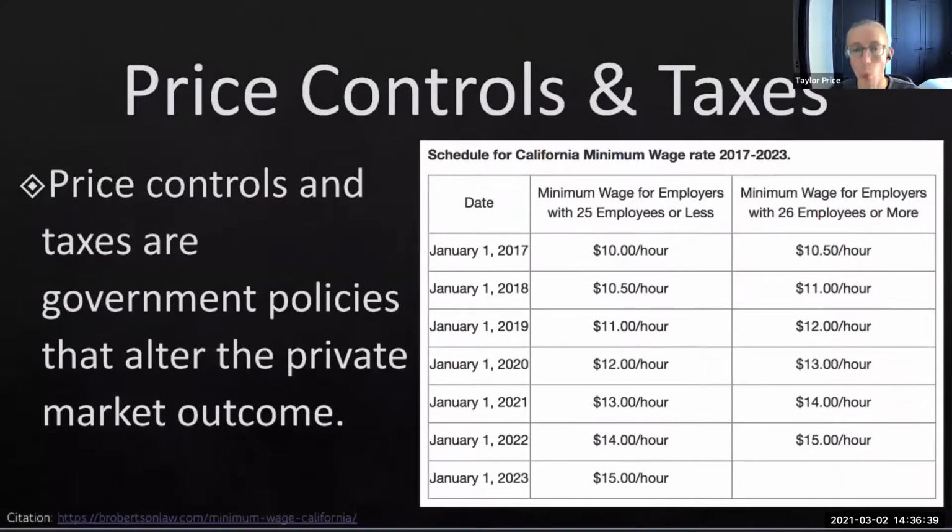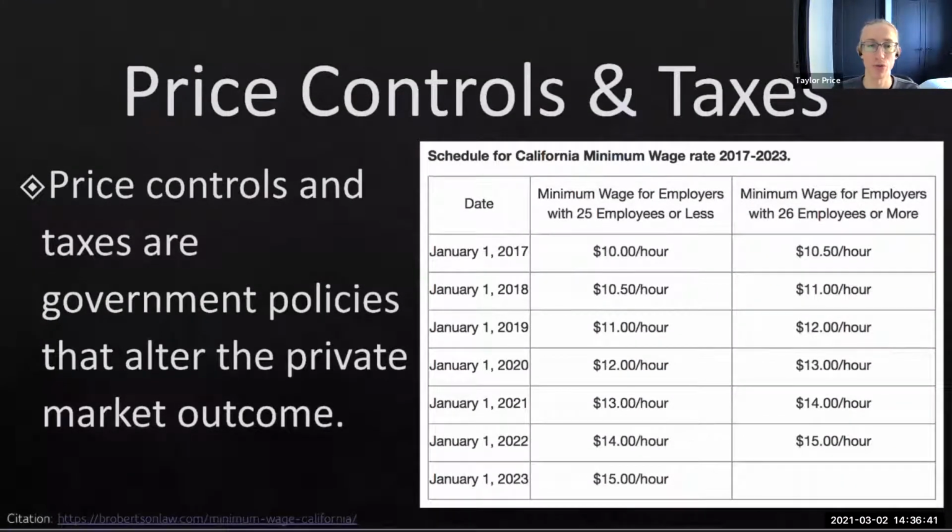So what are price controls? Price controls are basically any government policy that alters the private market outcome. In this example right here, I just have the minimum wage law for California. So the minimum wage is an example of a price control that the government sets.